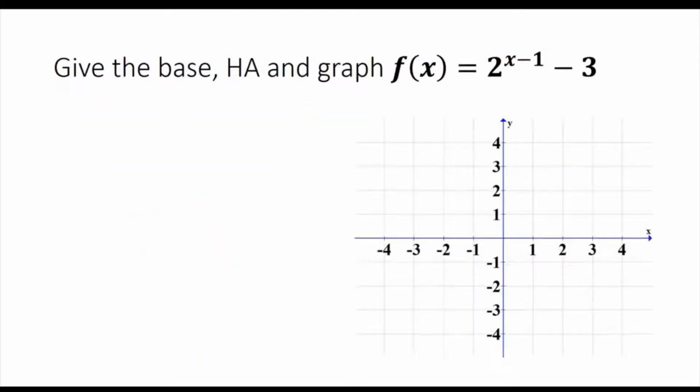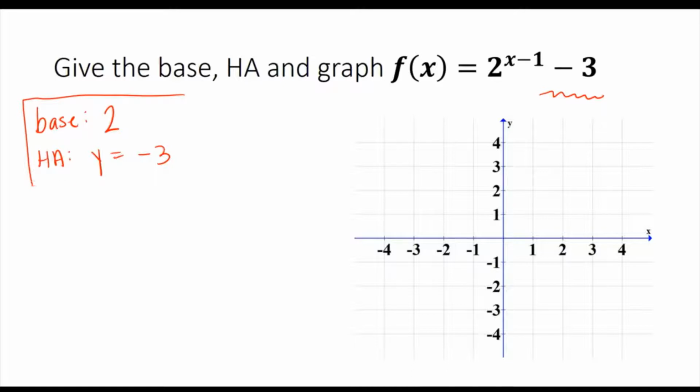Let's do some examples. Give the base and the horizontal asymptote, and then graph the equation f of x equals 2 to the x minus 1 power, all minus 3. Our base here is the number that we raised to the exponent, so that would be 2. The horizontal asymptote, remember, is y equals whatever is added to the end of the equation here.